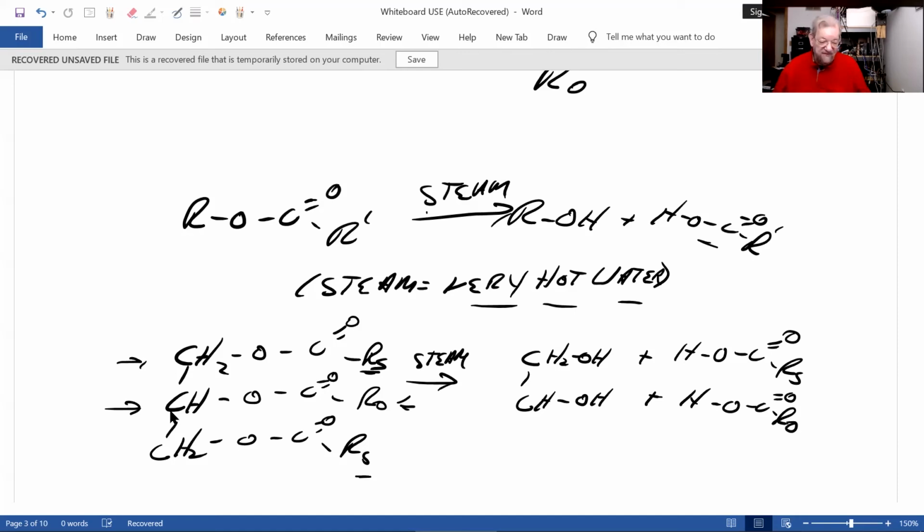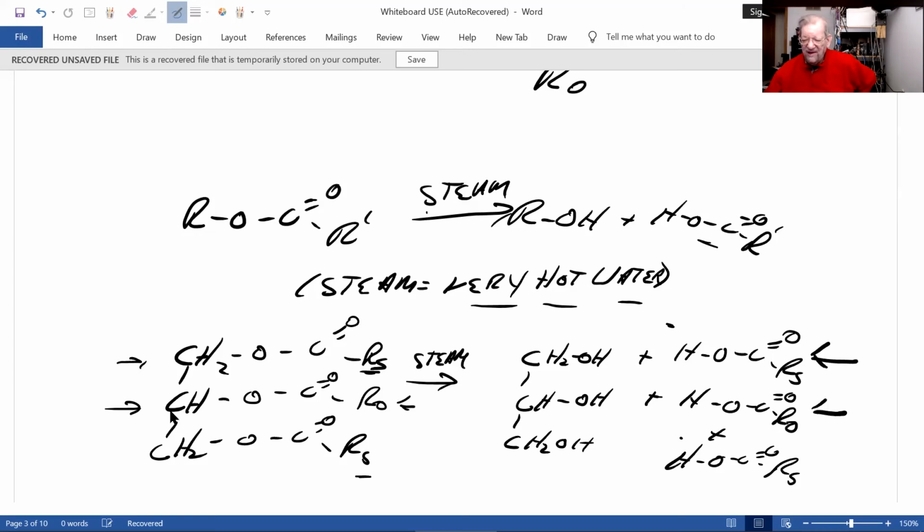How do you do 50-50? I just artificially did this. You'll get this last alcohol plus stearic acid, which I could write either a 2 up here or, and really what you're making is stearic acid, oleic acid, and glycerin.